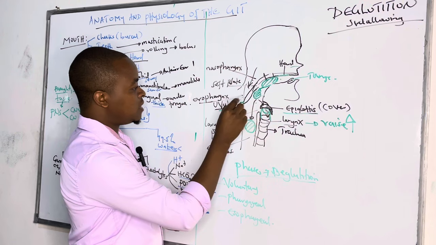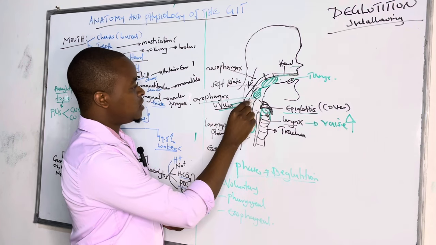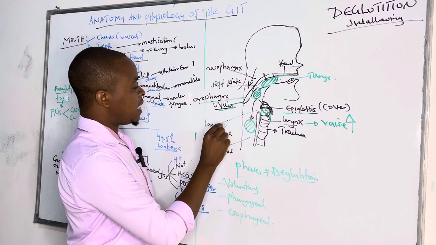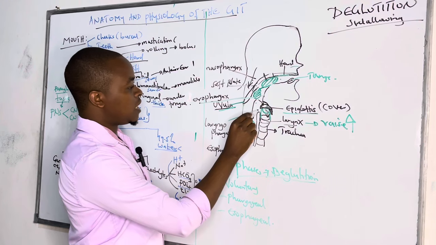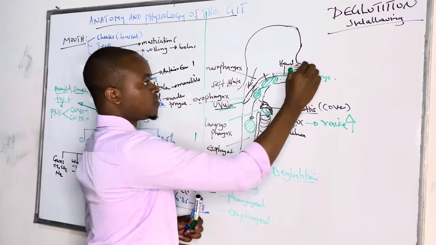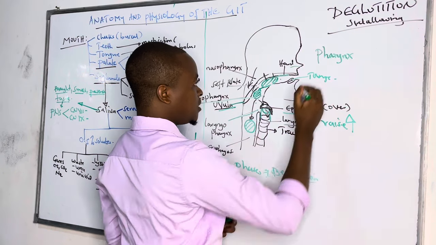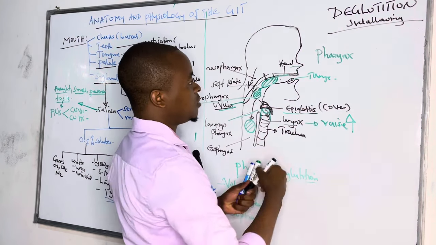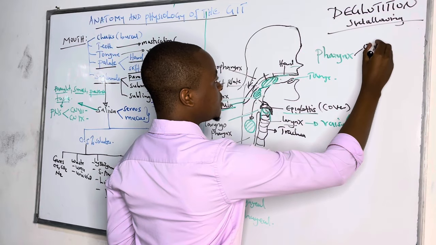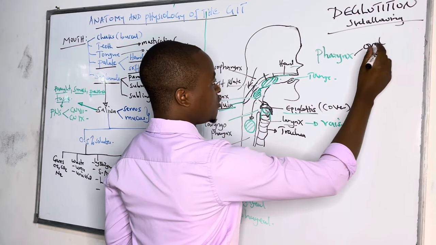This is the oropharynx. The oropharynx is here. Then this is the larynx. As we know that the pharynx is divided into 3, whereby we have the oropharynx.